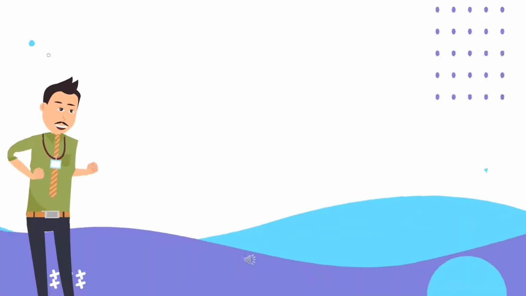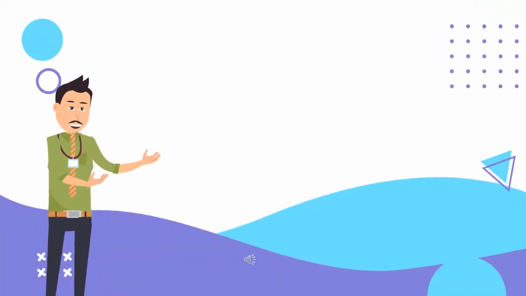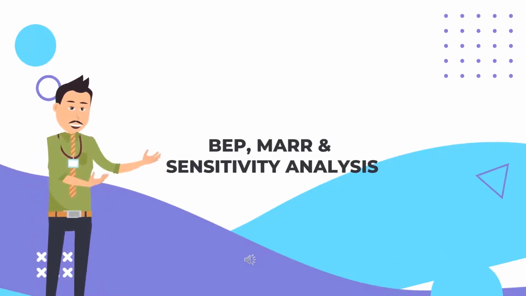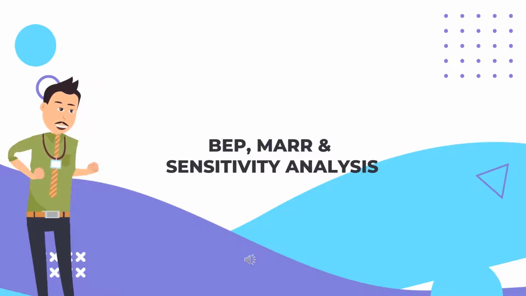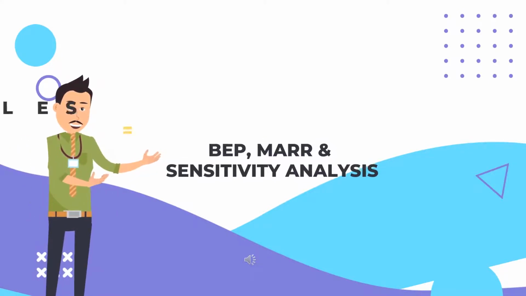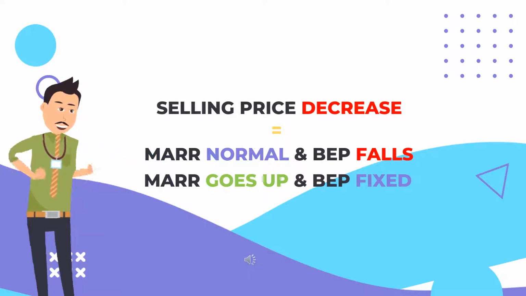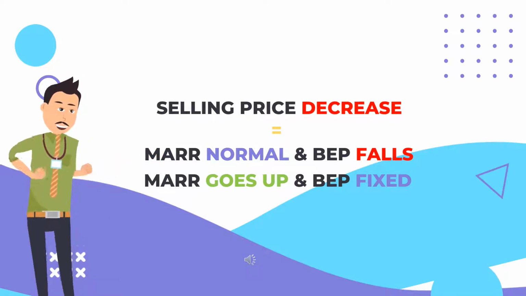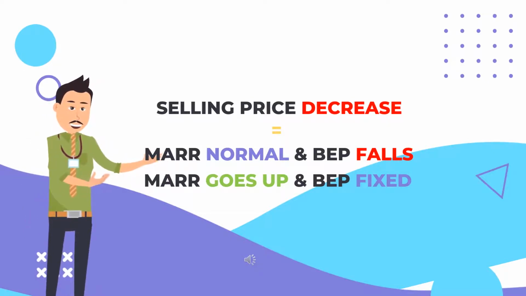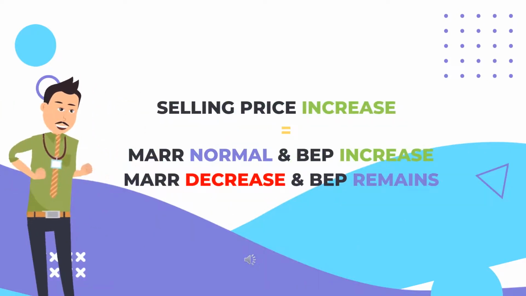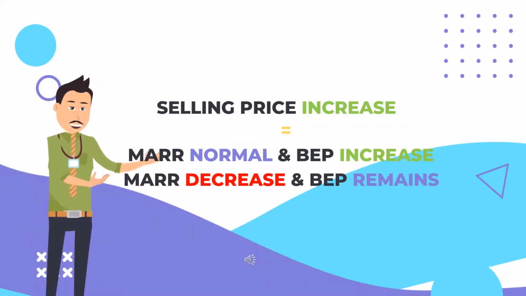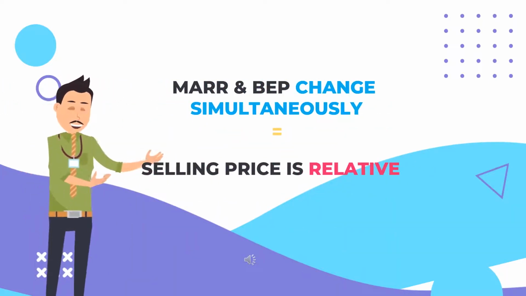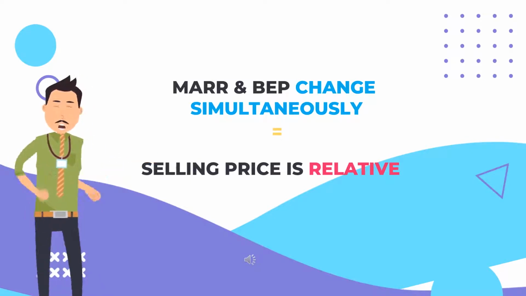In this financial module there are several related calculations, namely break-even point, minimum attractive rate of return, and sensitivity analysis. The relationship between these calculations is that the selling price will increase if the minimum attractive rate of return condition is normal and the break-even point falls, or the minimum attractive rate of return condition goes up and the break-even point is fixed. The selling price can be lowered if minimum attractive rate of return conditions are normal and break-even increases, or minimum attractive rate of return conditions decrease and break-even point remains.